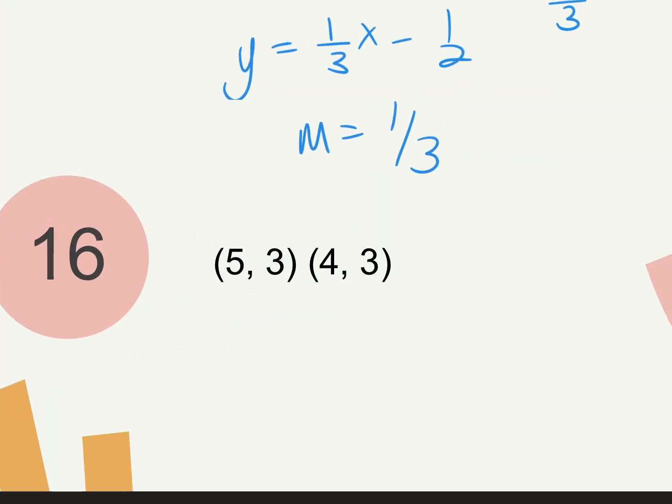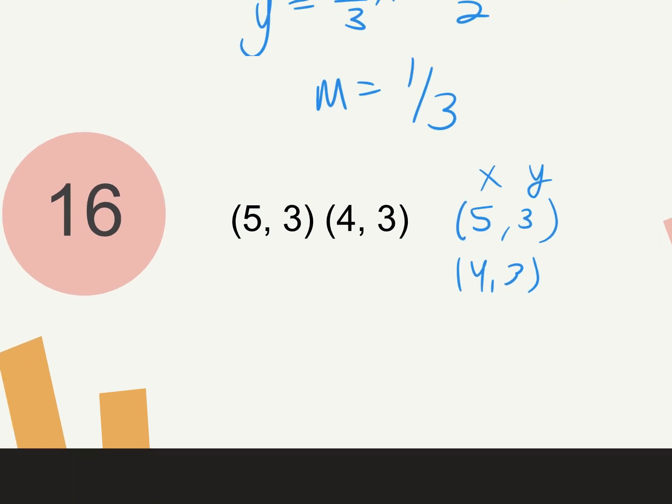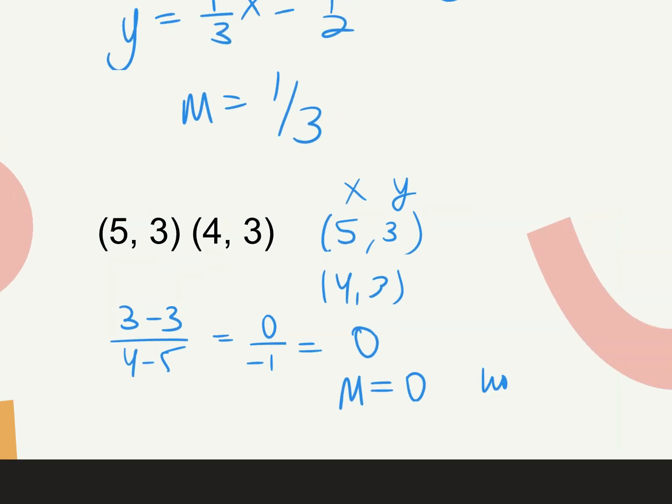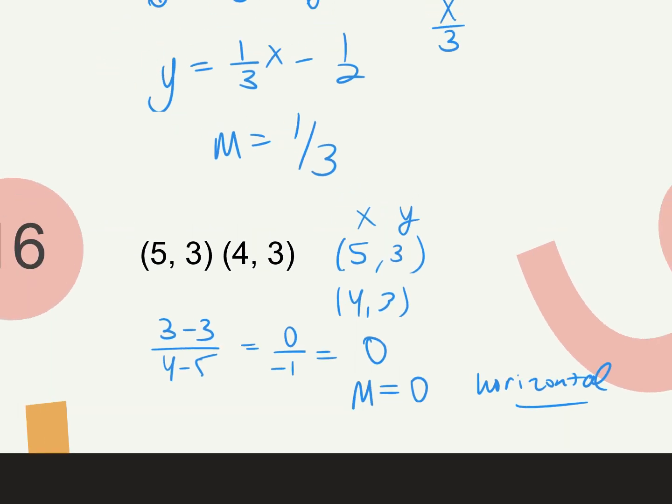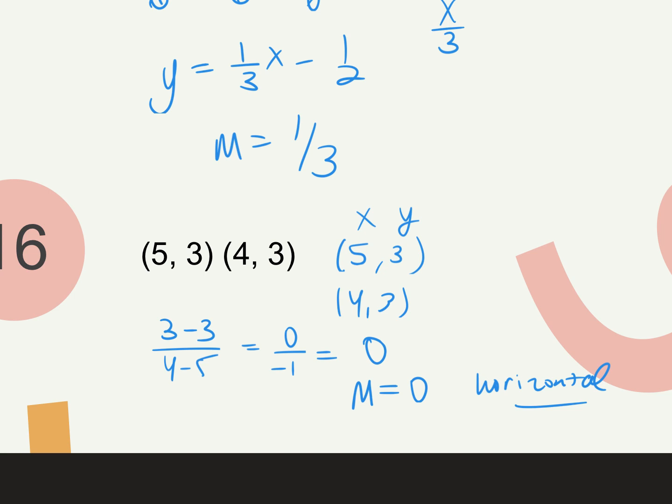All right, let's look at this one. Again, I'm just going to rewrite the points. 5/3 and 4/3. This is my x value. This is my y. Y's on top, so 3 minus 3 over what? Over 4 minus, okay, so 0 over negative 1 equals 0. Your slope here is 0. What kind of a line do I have if it's 0 slope? Horizontal. I can walk across it, right? You guys good? All right, we're almost done.